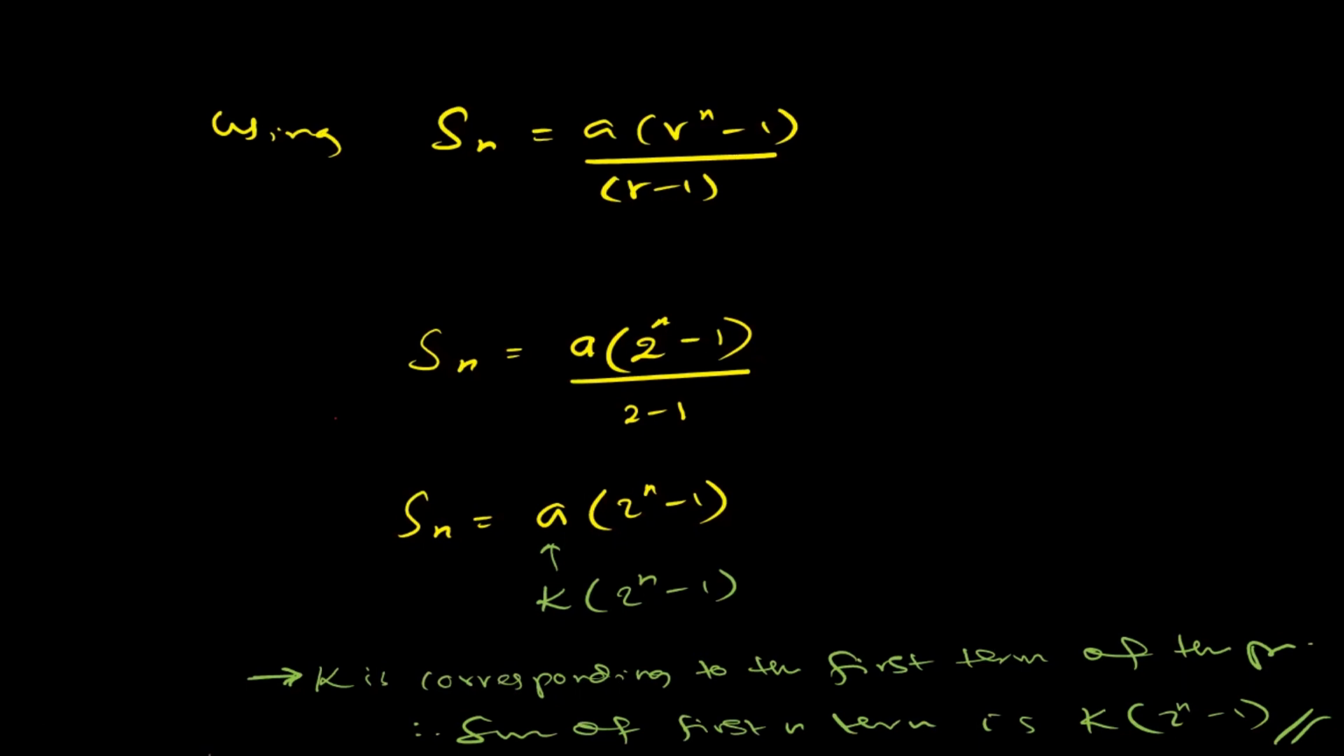The first term of the progression is not given in the question; we have to decide it. When you decide it, you have to write it: K is corresponding to the first term of the progression. The sum of first n terms is K times 2 to the power n minus 1. This is how you have to conclude it. So this question is important.